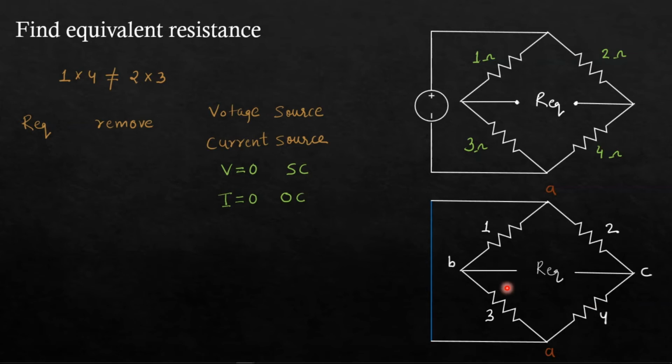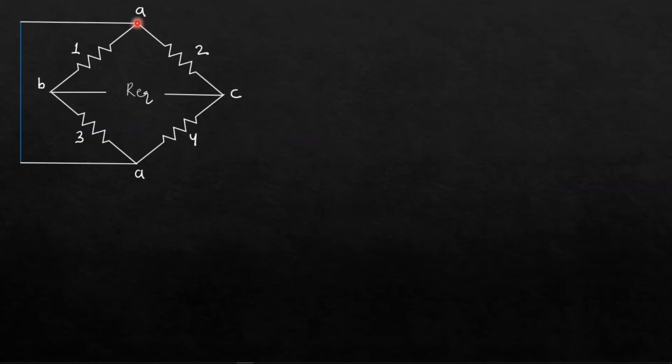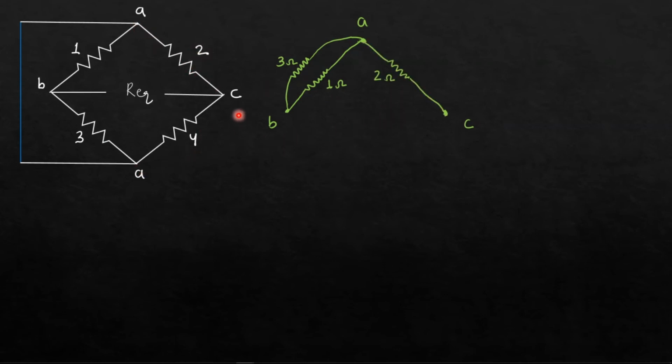So let me redraw this circuit again. We have three nodes A, B and C. Let us say this is node A, this is node B, this is node C. Between A and B, 1 ohm is connected, so connect 1 ohm resistance. And again, between A and B, 3 ohm is connected, so connect 3 ohm. Now between A and C, 2 ohm is connected, so connect 2 ohm resistance. Again, between A and C, 4 ohm is connected, connect 4 ohm. Now we are required to find the R equivalent between B and C, so connect R equivalent between B and C.